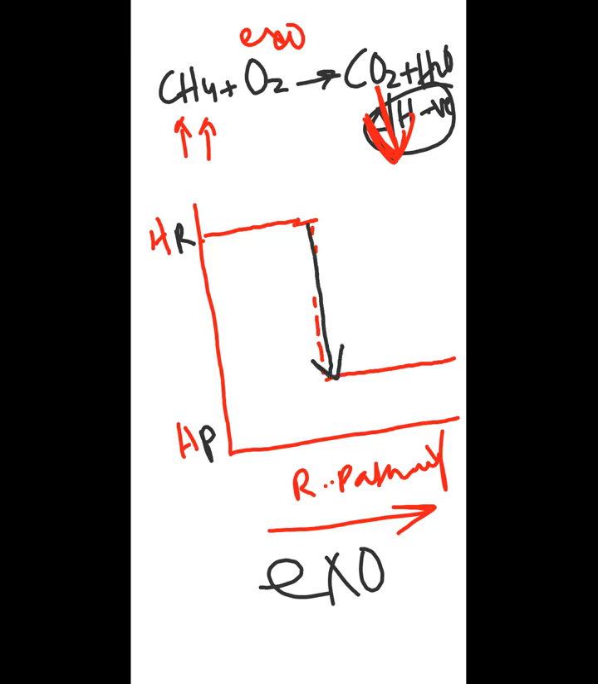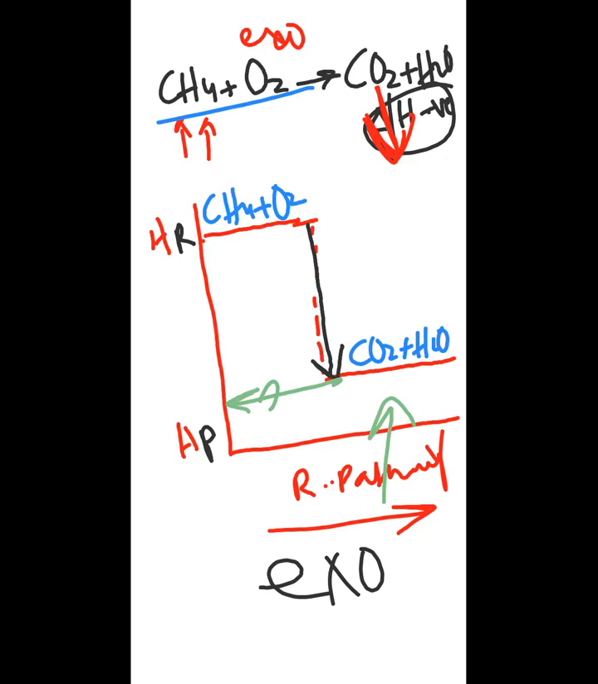Reactants. What are the reactants here? CH4 and O2. CH4 plus O2. What are the products here? Carbon dioxide and water. Why am I making products here? Because they have less energy. See, they have less energy. You can read the graph. And you can read the graph for the reactant also. The reactant have higher energy. This is the energy level diagram.